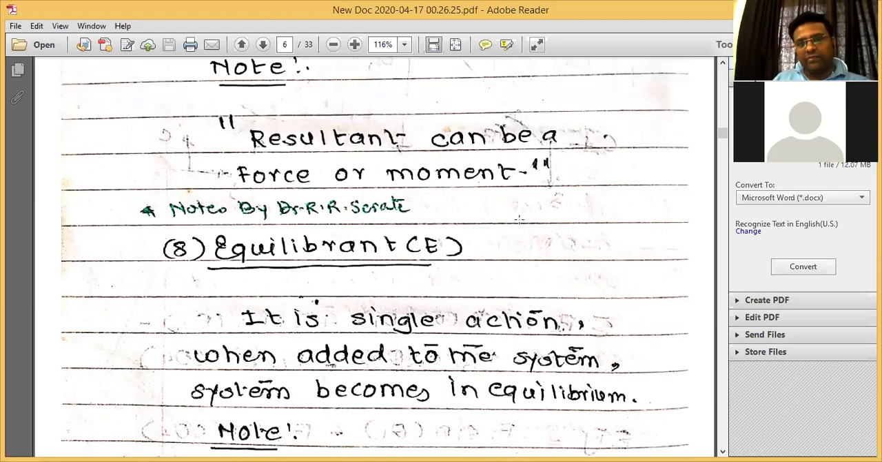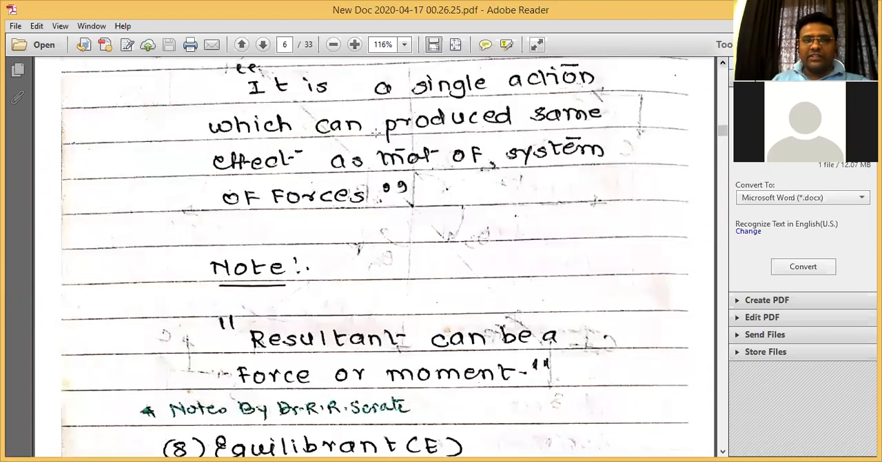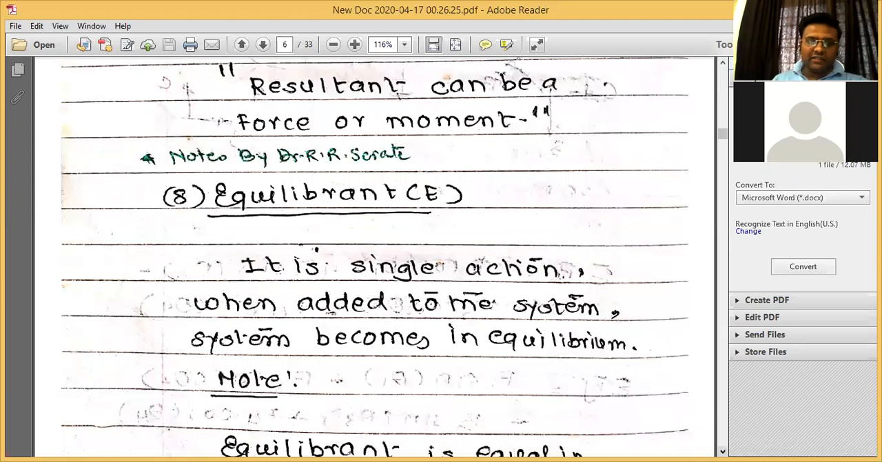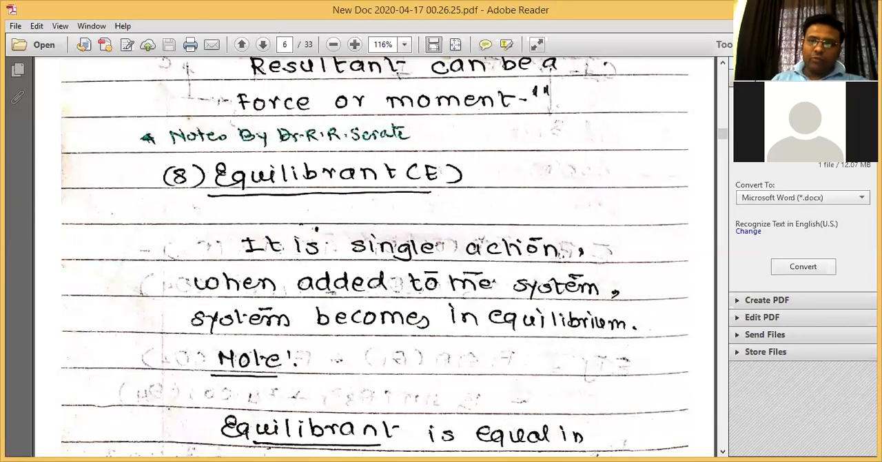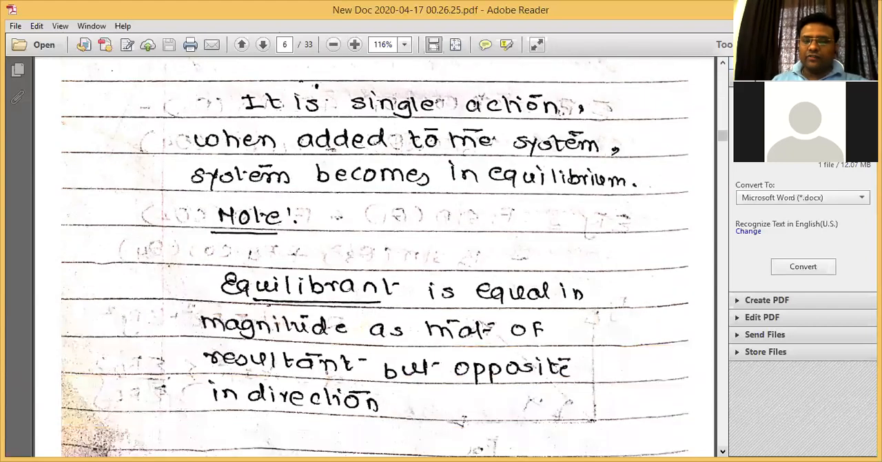It can be a force or a moment, and the definition of the resultant is a single action which will produce the same effect as that of the system of forces. The combined impact of all these forces is the resultant. And if you introduce a force of the same magnitude in the opposite direction of the resultant into the force system, what is produced is called the equilibrant. Hence the equilibrant is equal in magnitude to the resultant, but opposite in direction.